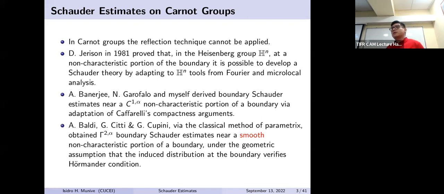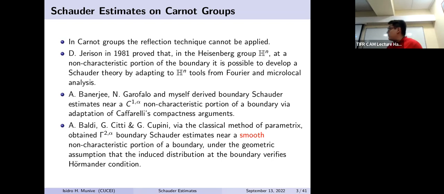So why do we need those type of ideas in this setting of Carnot groups? I will describe what Carnot groups are, so you have some idea what we are talking about. So in Carnot groups, this reflection technique cannot work. You have a solution and a flat boundary, you reflect, and then you have another solution. You cannot do that in this subelliptic setting.